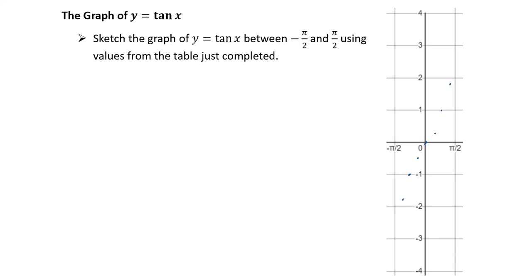Now, when I try and make my graph of this, I know I have an asymptote at negative pi over 2. I have a vertical asymptote also at positive pi over 2. So my graph is going to approach those vertical asymptotes, but it will not ever touch them. And this is our standard graph for y equals tangent x.